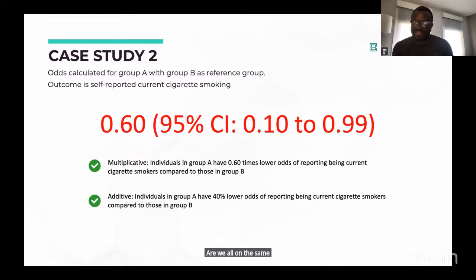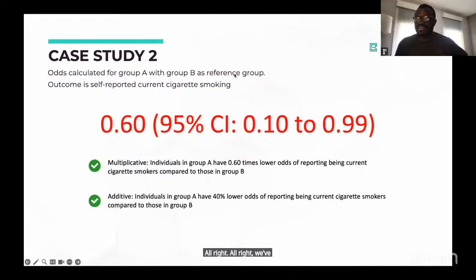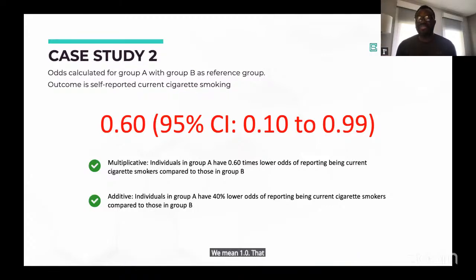Kelvin, are you still here? I want to make sure that you understand clearly. Kelvin, you can put up your hand so I can unmute you. All right, we've lost him. But no, this does not include 1 because we are counting along the number line. And please, don't confuse the appearance of 1 in another number to mean it's 1. We mean 1.0. That's the null value. This is not 1. This is 0.1, which is very different from 1.0. So let's all be clear about that.